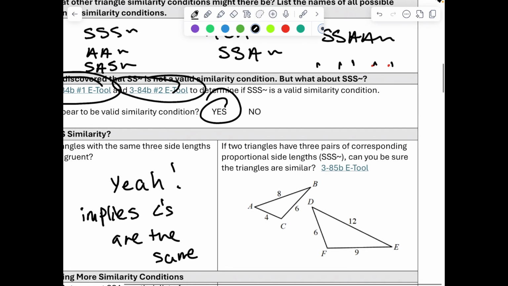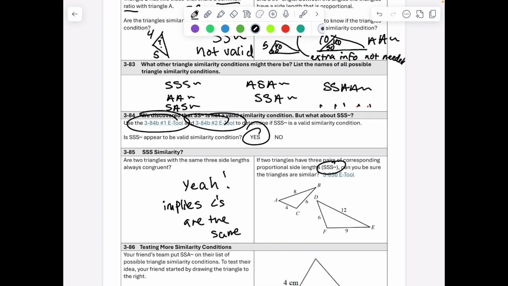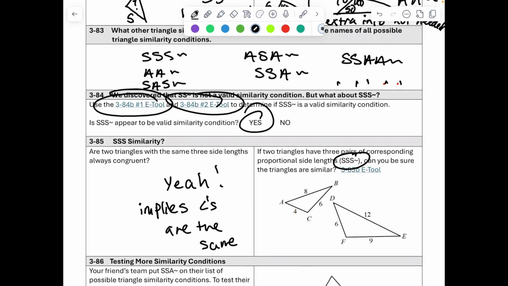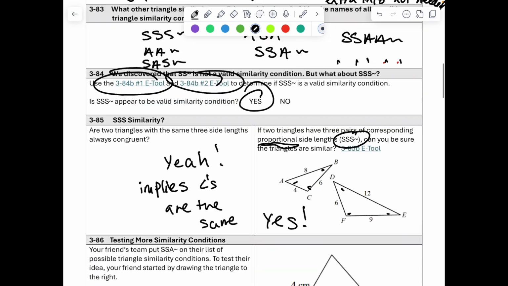If two triangles have three pairs of corresponding proportional sides, so side, side, side, can you be sure the triangles are similar? Yeah, we just talked about this. They're congruent. I'm sorry, that's a little different. We have corresponding proportional sides, but that is saying the same thing as when they're congruent. The corresponding angles have to be the same. So yes, the triangles are similar with side, side, side.